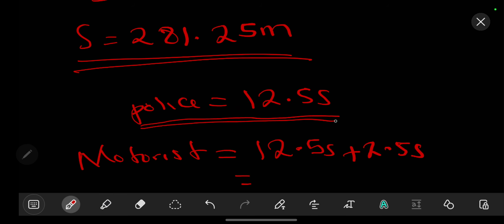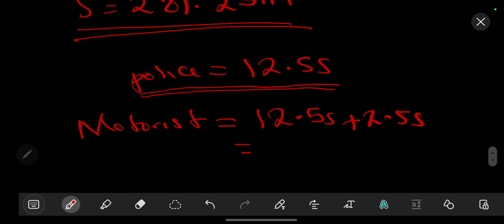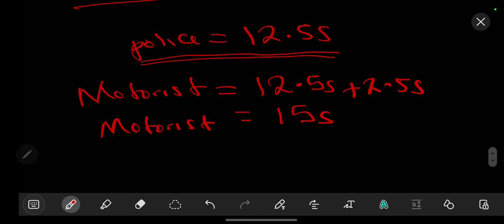So if the police officer has moved for 12.5 seconds, the motorist has to add the 2.5 that he was moving. So we add 2.5 plus 12.5, which gives us a value of 15. So we have 15 seconds. Our motorist will have to travel for 15 seconds, so we are using this time to calculate.